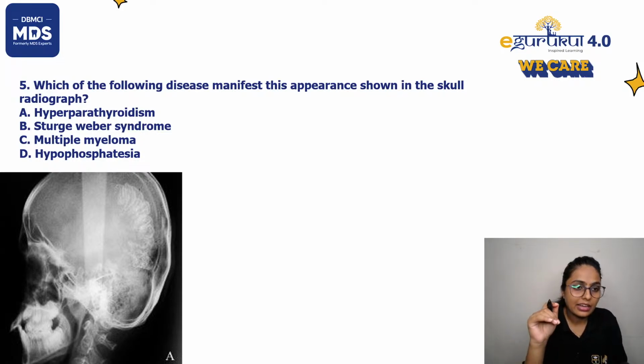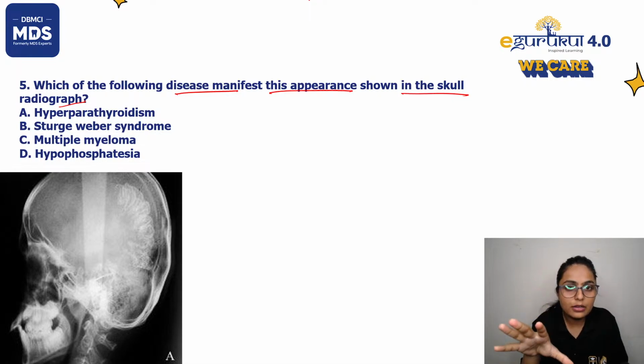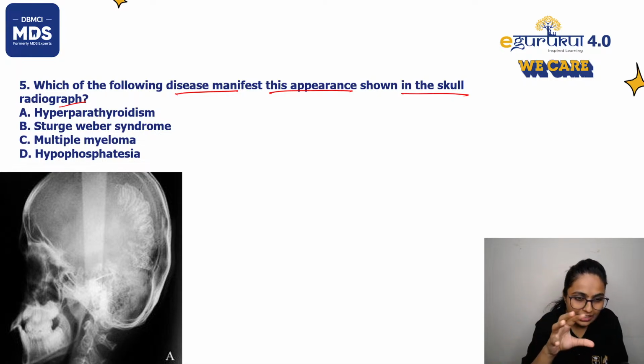Next is, which of the following disease manifest these appearance shown in the skull radiograph? I told you they will give you a skull radiograph showing any particular appearance. You should be able to identify which disease manifest as this appearance.